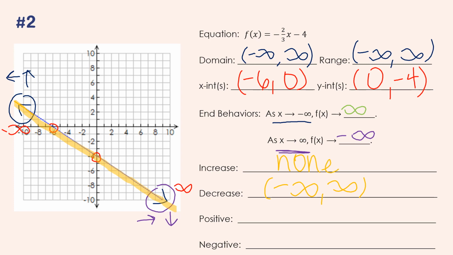If you look at the slope of the line, it is negative. When the slope is negative, it will decrease. When the slope is positive, it will increase.